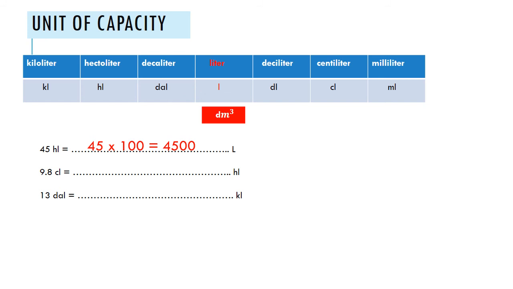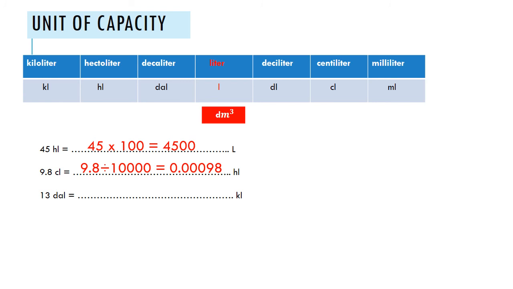The second example is from centiliter to hectoliter. You can see that we have 4 steps between centiliter and hectoliter. So we divide by 10,000 and we move the point 4 steps to the left.